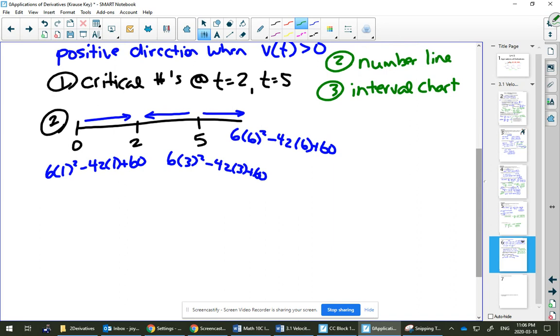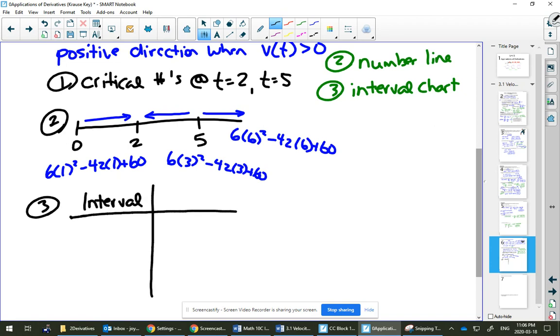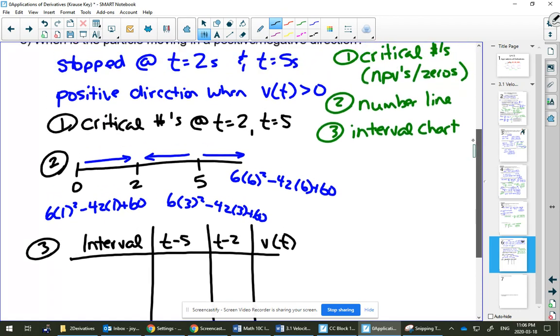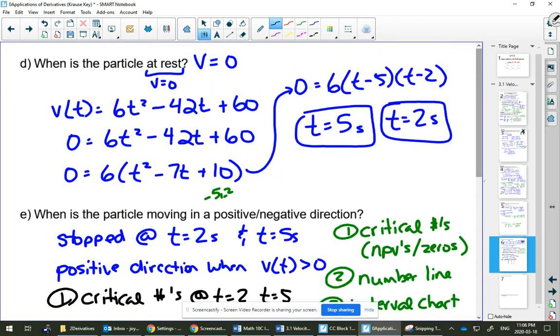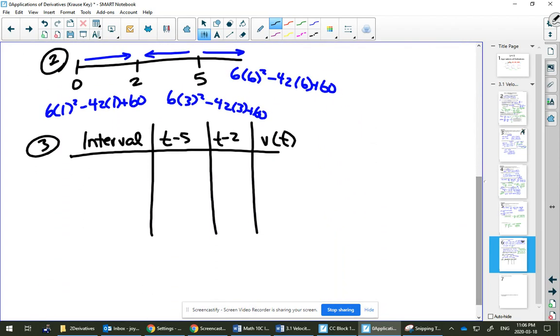So if we do our interval chart, our critical numbers were 2 and 5. So we're going to set up our intervals from there. Our factors were t minus 5 and t minus 2. And then we have our velocity. If we go back to our original question, our original formula, once it was factored, we had 6 times (t minus 5) times (t minus 2). That's what our velocity is.